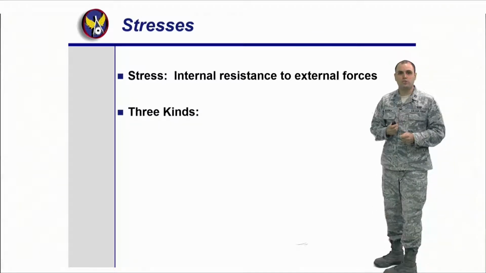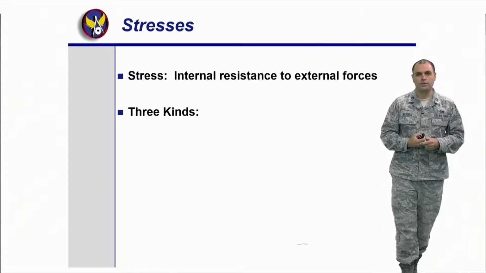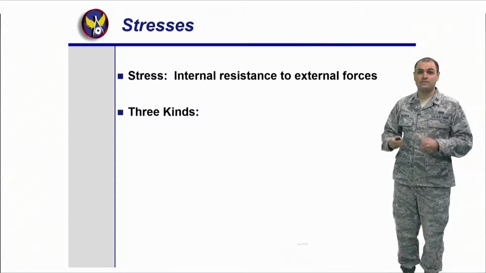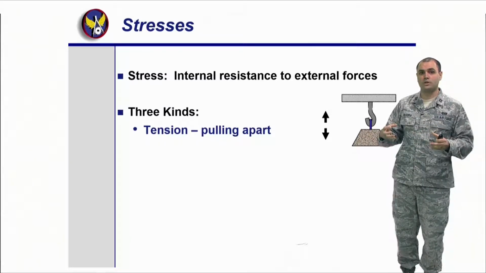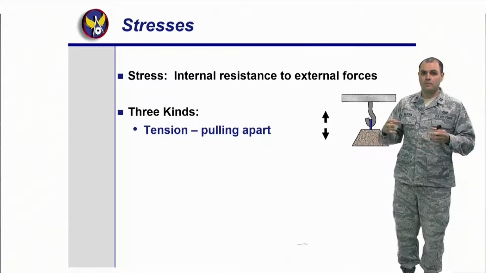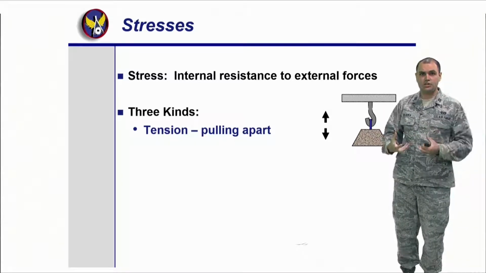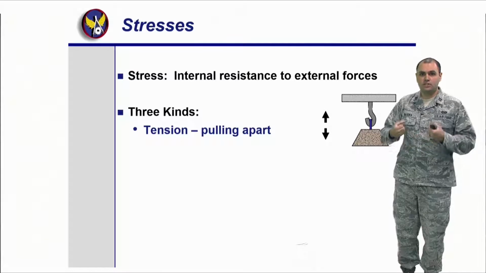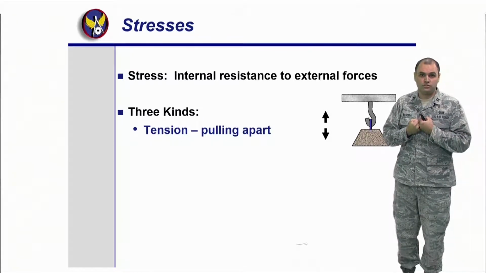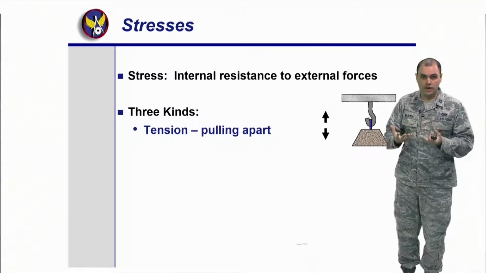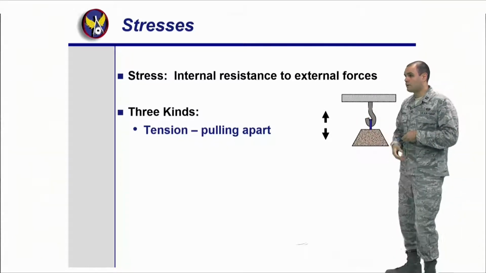Stresses. Stress is basically the internal resistance to external forces. There are actually three kinds of stresses. The first one is tension, where we're trying to pull things apart. As it gets pulled apart, the internal properties of the material try to make sure it stays together. Now, obviously, you know that there are stress failures when things break. But in this case, there's one called tension.